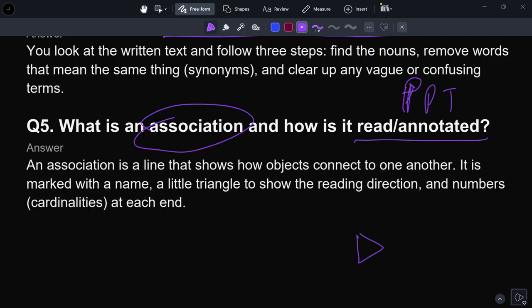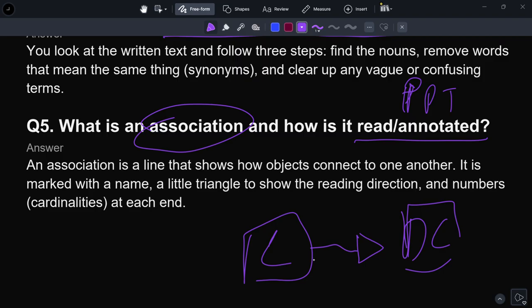This specifies the relationship and how to read it. Customer holds debit card. The arrow prevents reading it backwards. So you know that customer holds debit card, it's not the other way around. Then you know that this holds this. So customer holds debit card. This prevents reading it backwards as debit card holds customer.